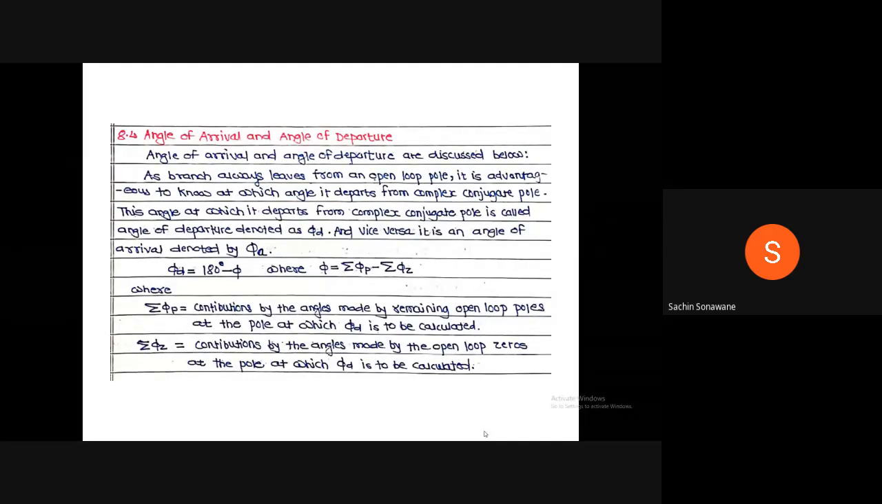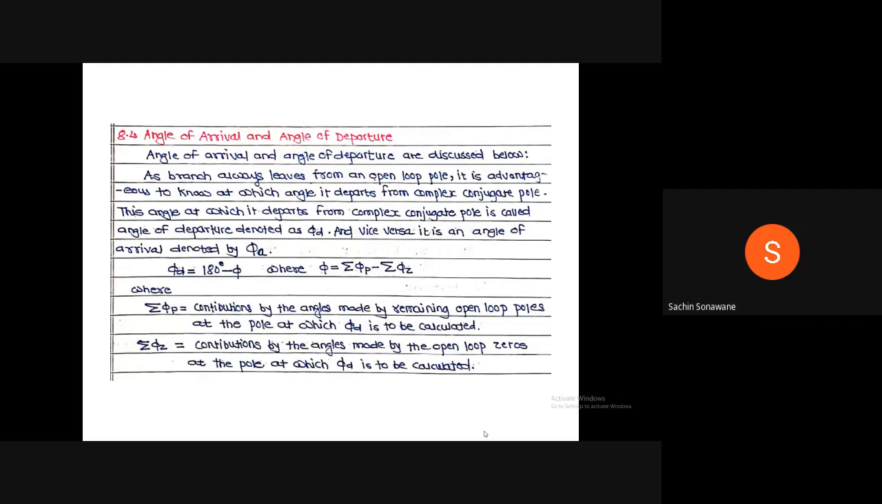Angle of arrival and angle of departure. Angle of arrival and angle of departure are discussed below. As a branch always leaves from an open loop pole, it is advantageous to know at which angle it departs from a complex conjugate pole. This angle at which it departs from a complex conjugate pole is called angle of departure, denoted as phi d, and vice versa. It is an angle of arrival denoted by phi a.